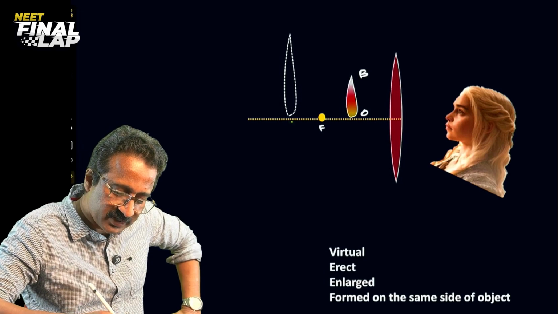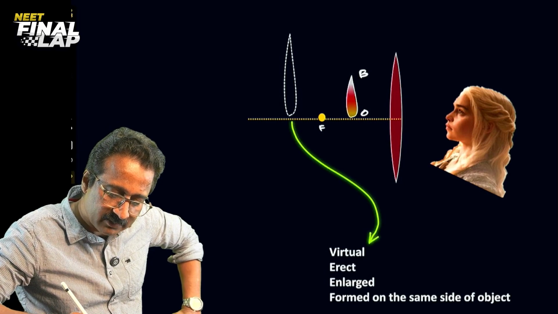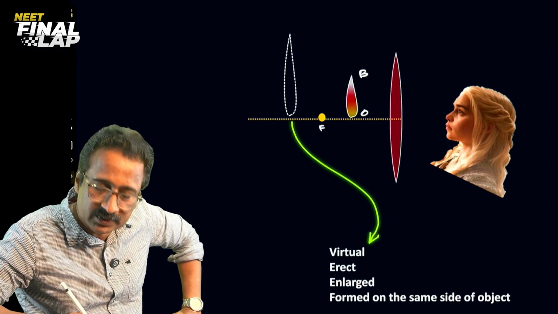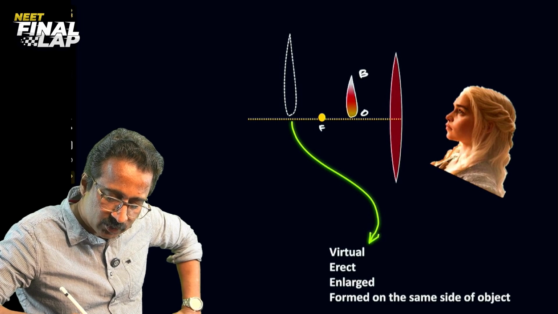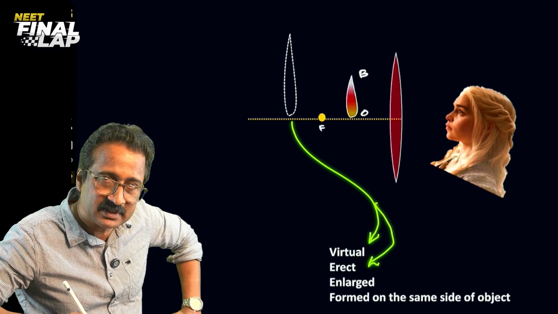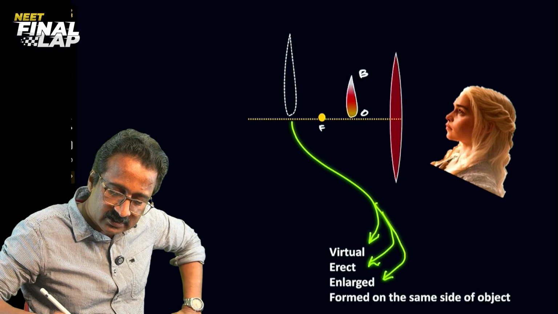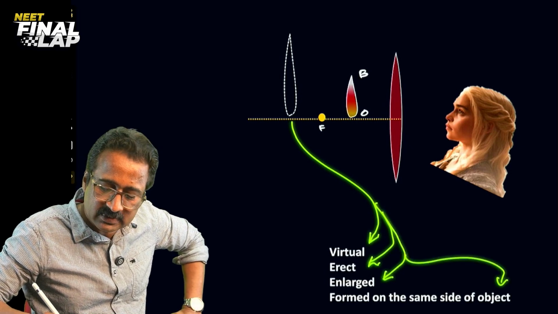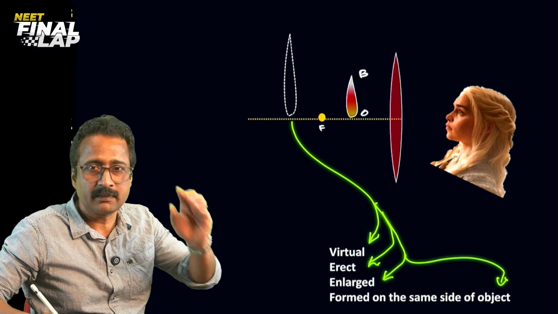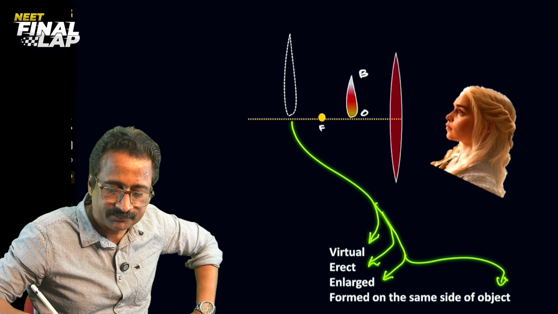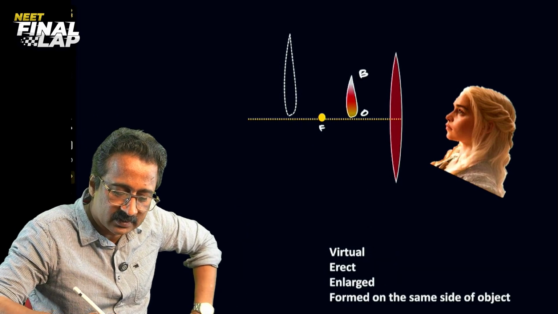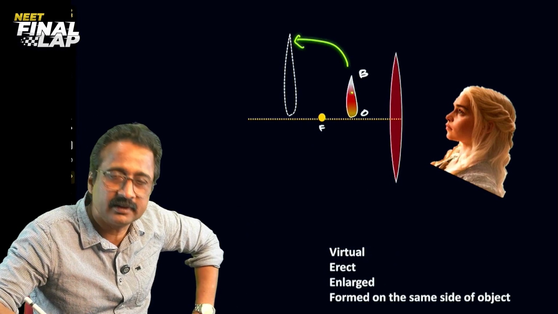Now, how to describe the virtual image by nature? I have written the keywords here. This image is virtual. Yes, it is erect because it is not inverted. It is size-wise enlarged and it is formed on the same side of the object. Where is the object placed? On the same side, you can see the image also. So for the observer, this object looks like sitting here.